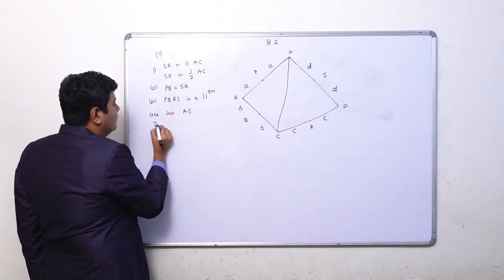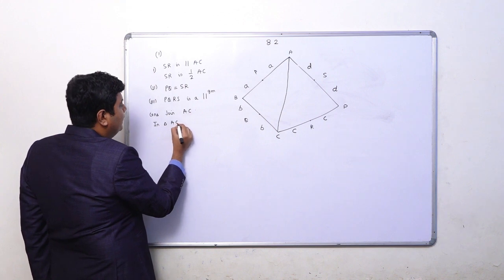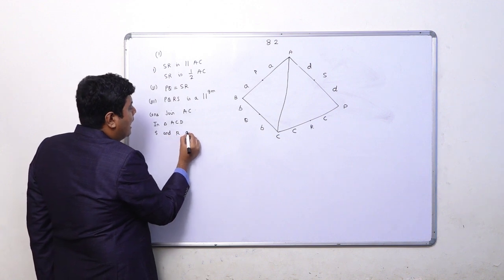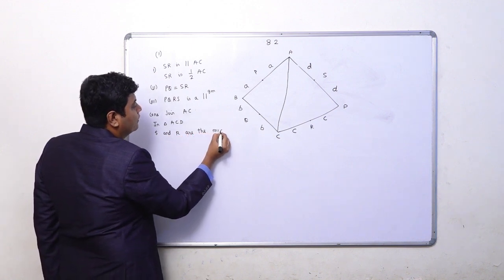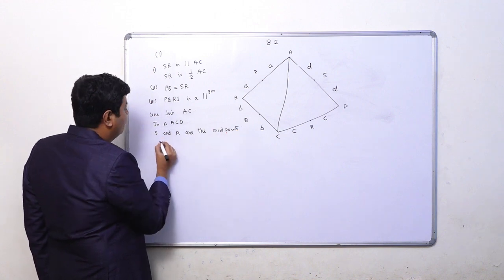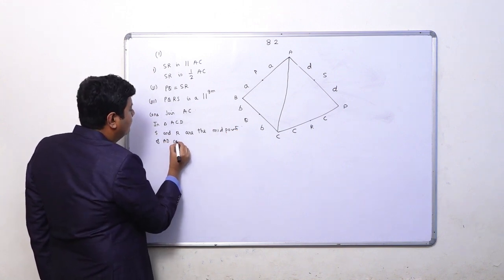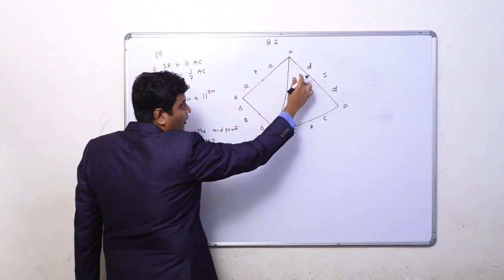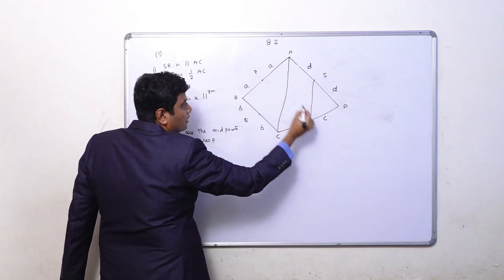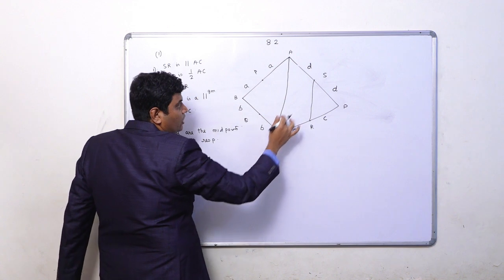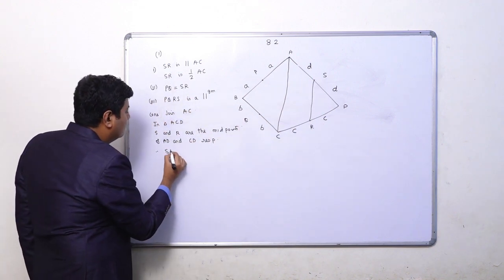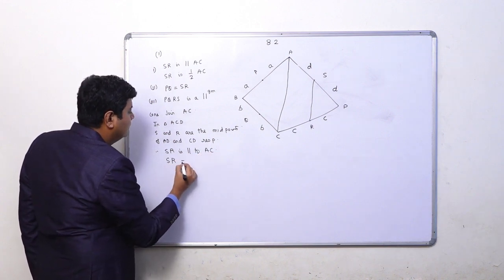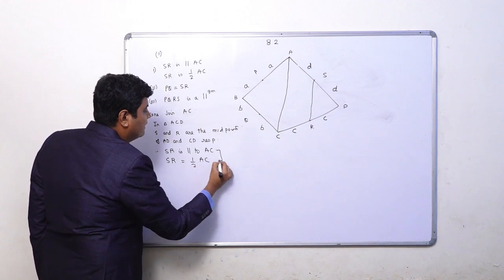Now in triangle ACD, S and R are the midpoints of AD and CD respectively. So therefore, can I apply the midpoint theorem? S and R are the midpoints and this is the base AC. So can I say therefore SR is parallel to AC and SR is half of AC? This I will name as 1.